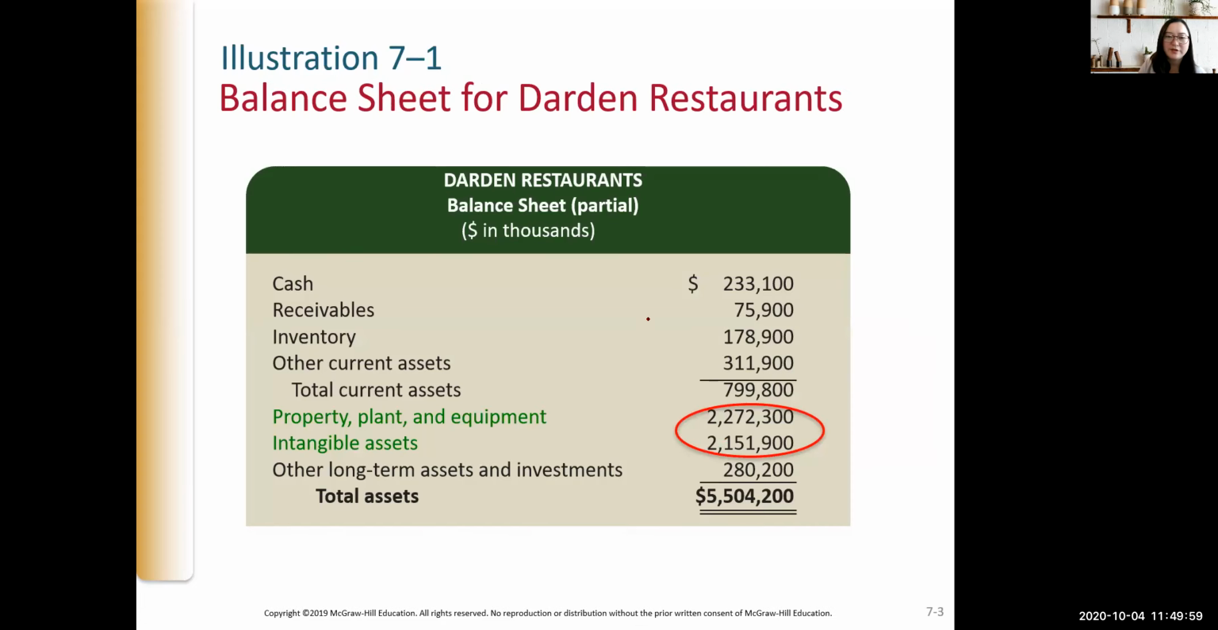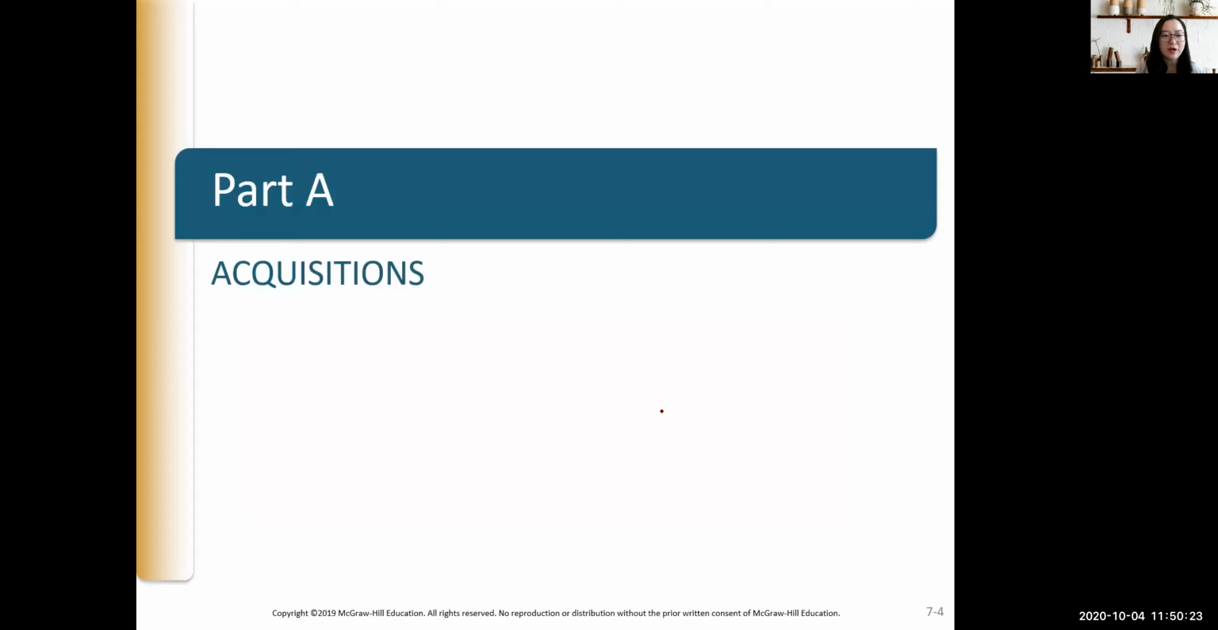Okay. So then you ask me, where can I find this information in terms of the balance sheet? There's a section under the balance sheet, an asset section, and you will see the property, plant, and equipment section. And also you will see the intangible asset section. In this example, it shows you in sum how much that is for that specific company. Okay, so now we'll talk about the acquisitions.